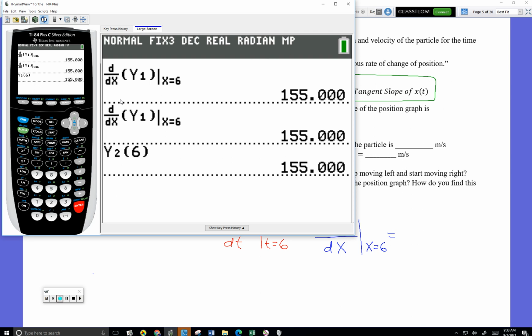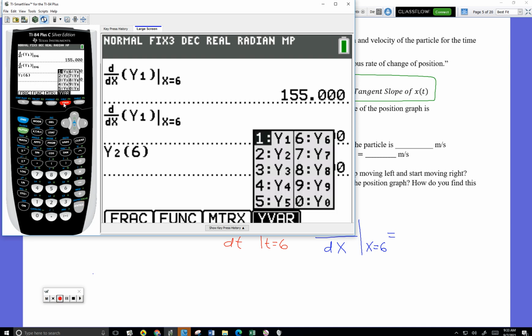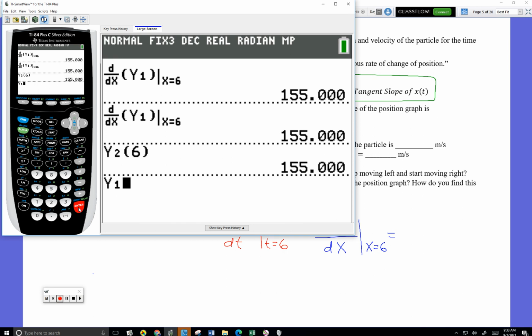Stay with me. I said that this means the position wants to be 155 meters to the right of where it is. So based on that, it kind of makes sense that I could type this. Just watch. I could type y1, and then I could type in times 7.